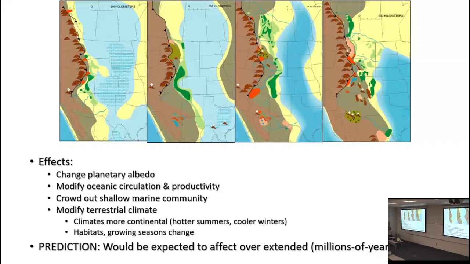Well, if this is the driver of the KPG mass extinction, our expectation would be that the transformations of the biosphere would occur over the millions of year time frame. Because this was a phenomenon that took millions of years to happen. So, these are snapshots of about 1 million years apart along the top there.